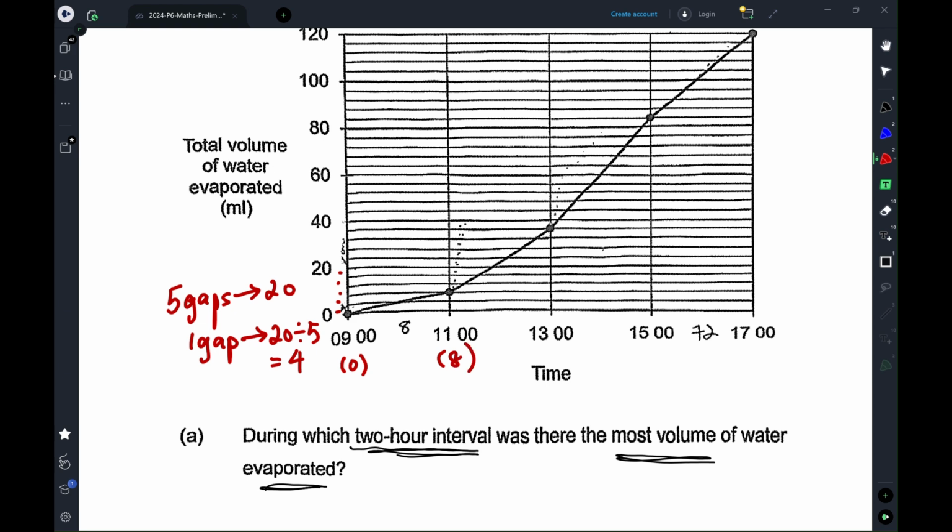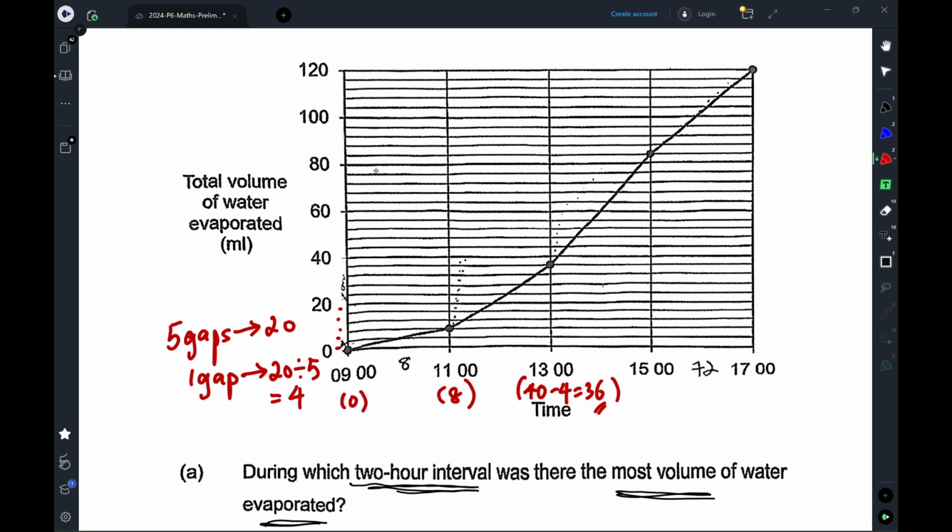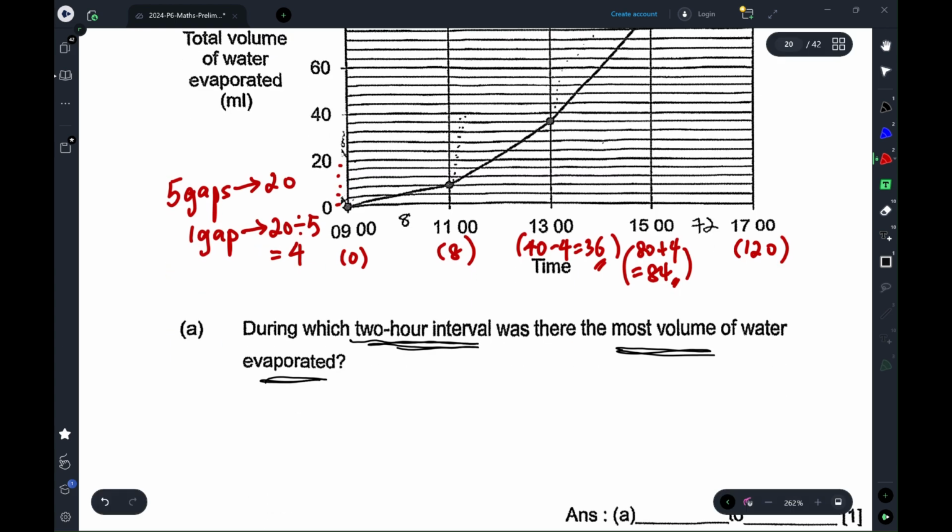At 9 o'clock it is 0. At 11 o'clock, there are 2 gaps, so it's 8. For 13 hours, 1 o'clock, it's 1 gap below 40, so 40 minus 4 is 36. For 15 hours, 3 p.m., it's 1 gap above 80, so 80 plus 4, it's 84. For 17 hours, 5 p.m., it's 120 ml.